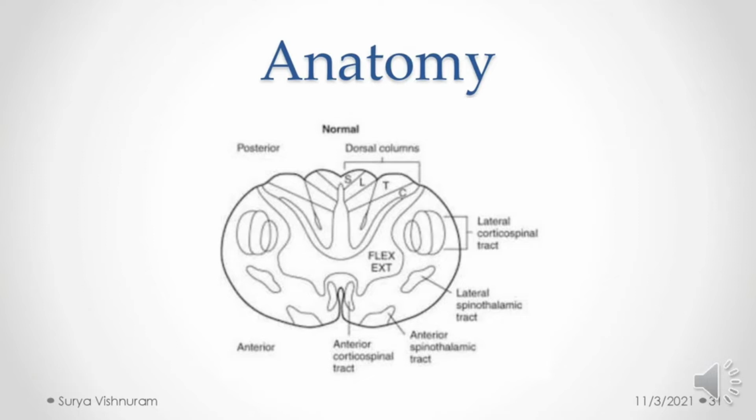Taking a cross section of the spinal cord, we can see the H-shaped grey matter inside and the white matter outside. The white matter is divided into the anterior column, posterior column and lateral column. The lateral column has the lateral corticospinal tract and lateral spinothalamic tract. The anterior column has the anterior corticospinal tract and anterior spinothalamic tract. The posterior column involves fasciculus gracilis and fasciculus cuneatus. And the grey matter inside has an anterior horn, lateral horn and posterior horn.